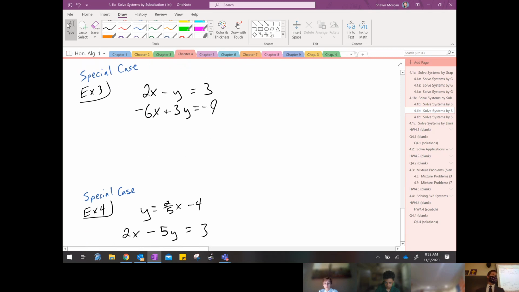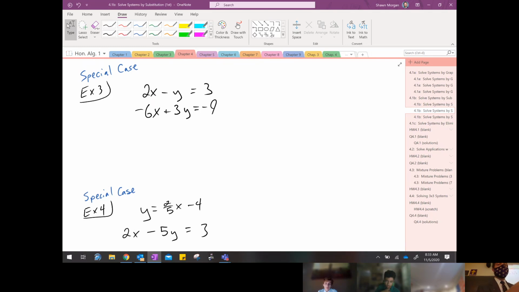Which is which? Do we know the difference? If they're parallel, they have the same slope, but different y-intercepts. Okay. What do you think? First one is what? First one is overlap. Well, let's see.